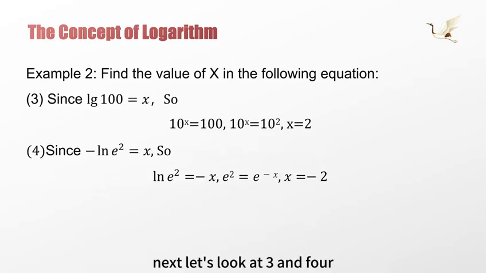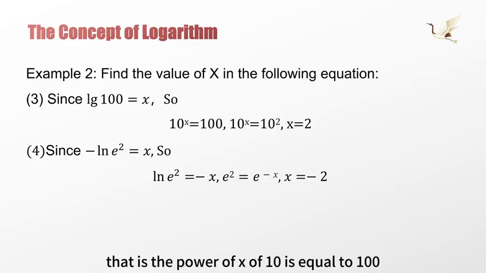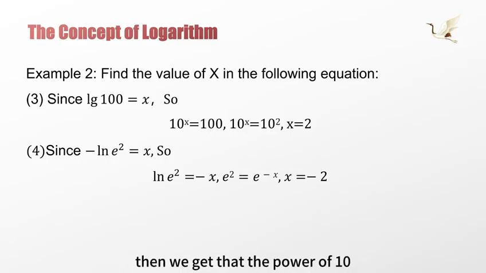Next, let's look at 3 and 4. Log 100 is equal to x. If we convert it directly into an exponential equation, that is, 10 to the power of x is equal to 100, then we get that 100 is actually the square of 10. Of course, x equals 2.